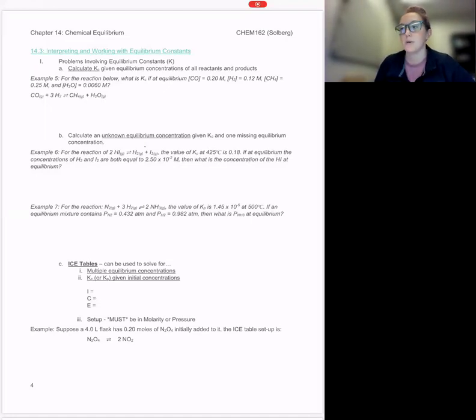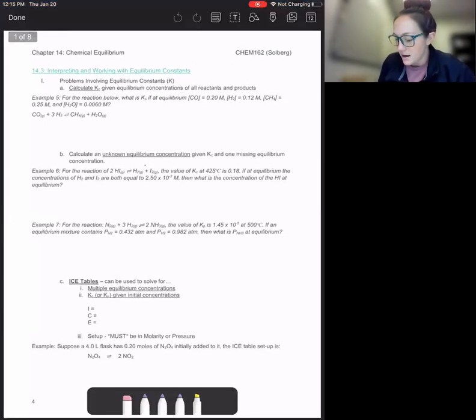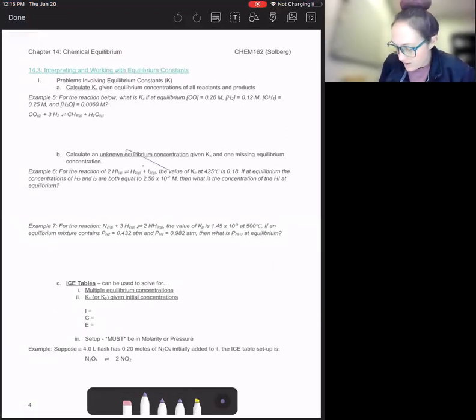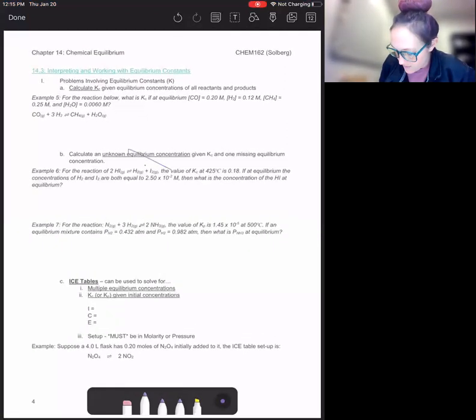These two are pretty straightforward. There are two types of problems involving Keq that are really simple calculations, and you probably could already figure out how to do these. So example number 5 says, for the reaction below, what is Kc if at equilibrium I give you all of the concentrations? Okay, so we know how to write Kc. Kc is products over reactants to their powers.